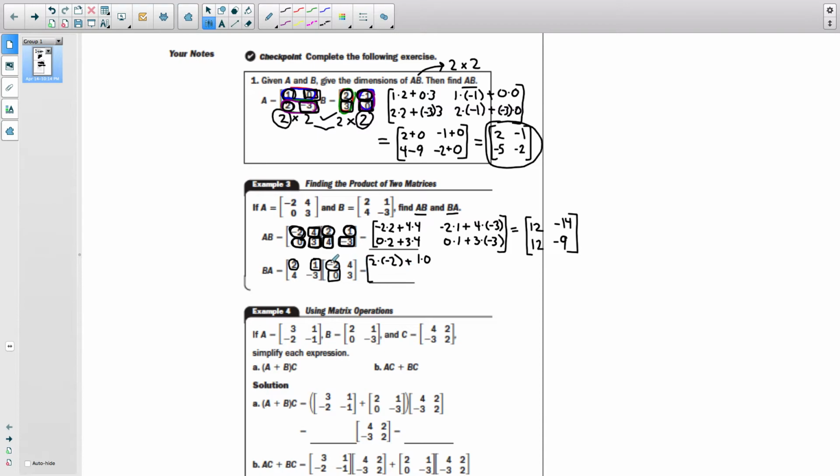All right, then I move to the first row to the second column. So 2 times 4 plus second entry, which is 1 times 3.